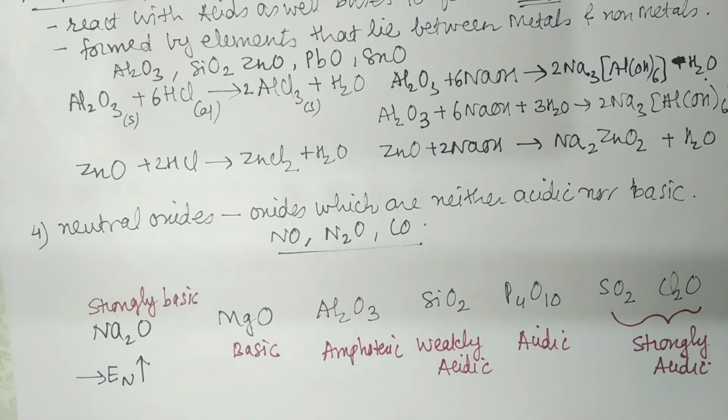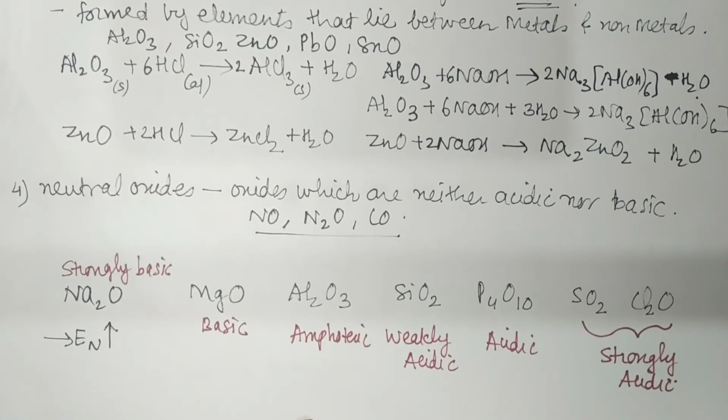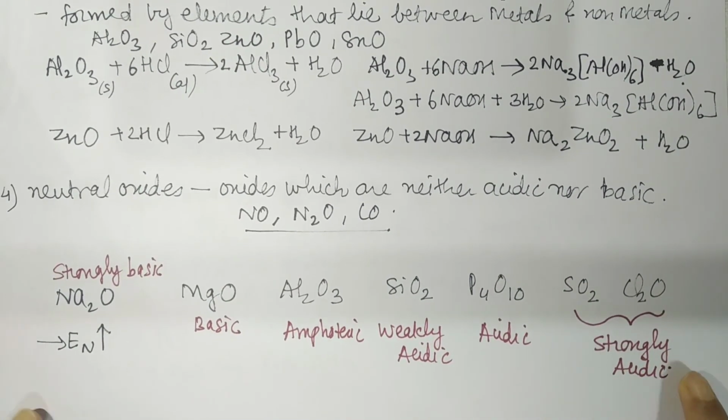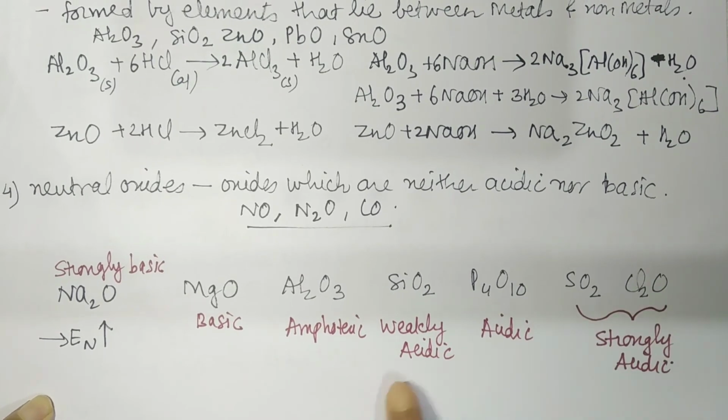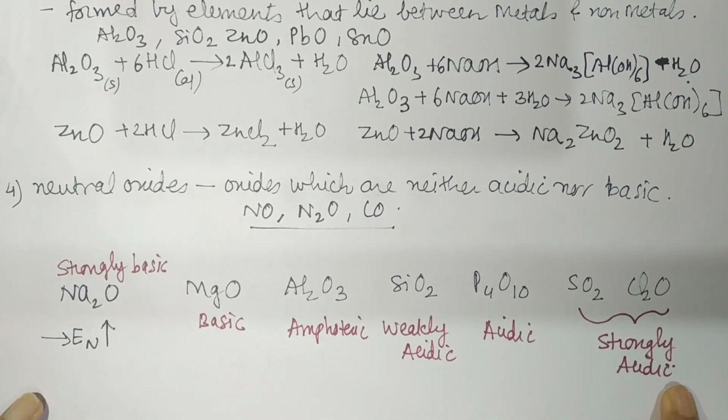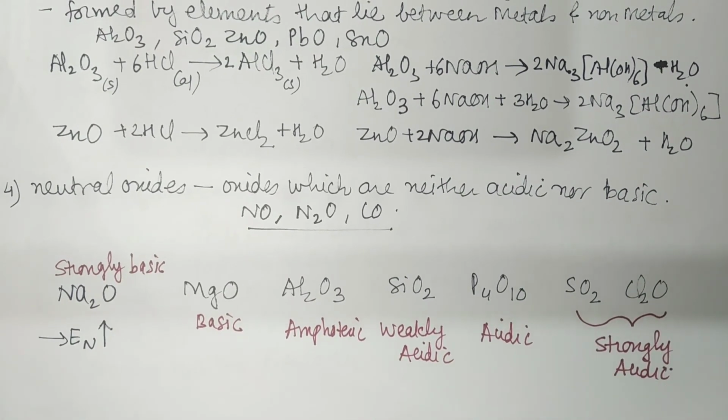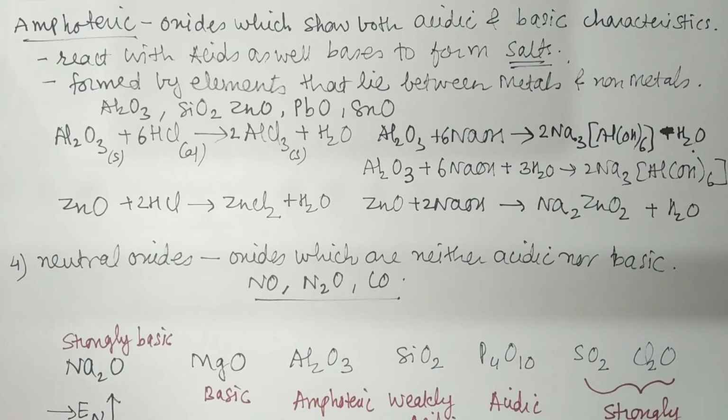As you move towards the S block elements, they become more and more basic. But as you move on to the P block elements, you get stronger and stronger acidic oxides. So this is all about the types of oxides, the four types we have studied: acidic oxide, basic oxide, amphoteric and neutral oxides.